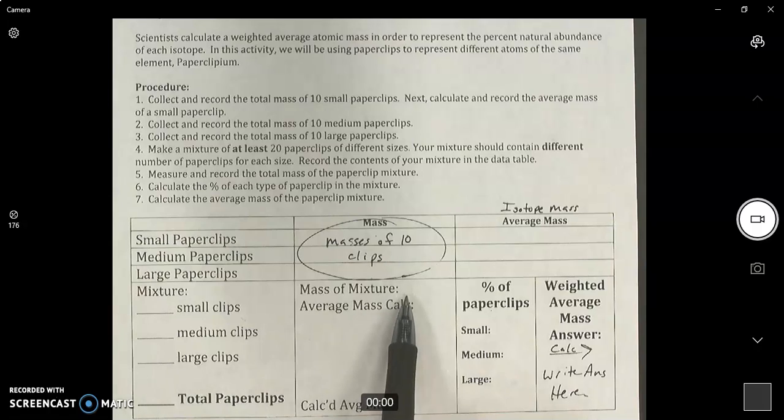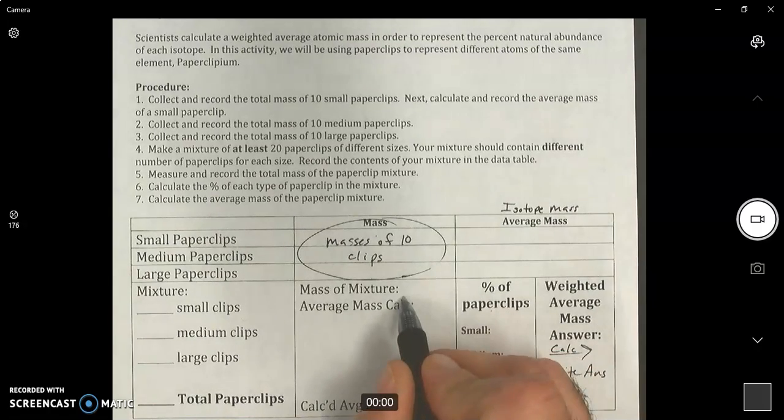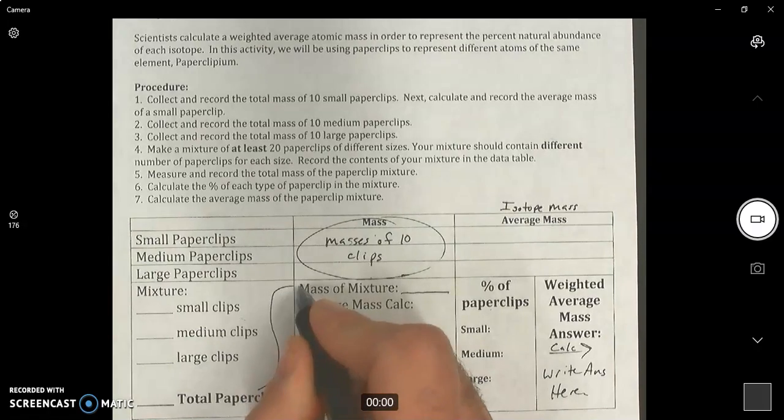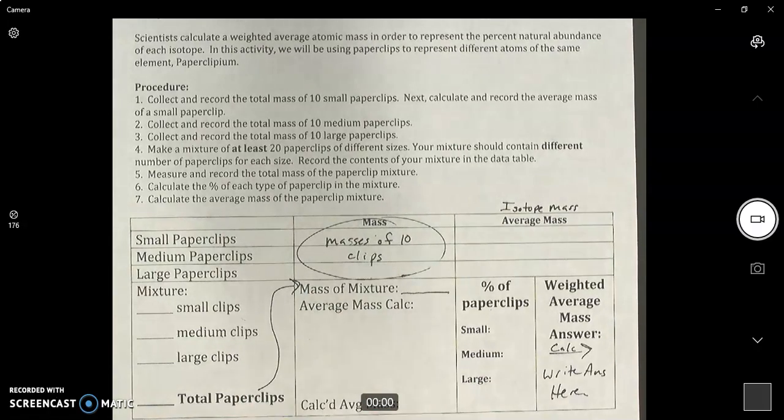And then the mass of the mixture, the mass that's given here, is taking all of these clips, the number of each of these clips, putting them into a sample and getting the mass. So the total number of paper clips was put on a balance, and the mass of that mixture was recorded here for you. In this space right here, I would like you to do a simple average mass calculation, which is the mass of your mixture divided by the number of items in your mixture. Write out your equation for that, plug in your numbers, and then give your answer.